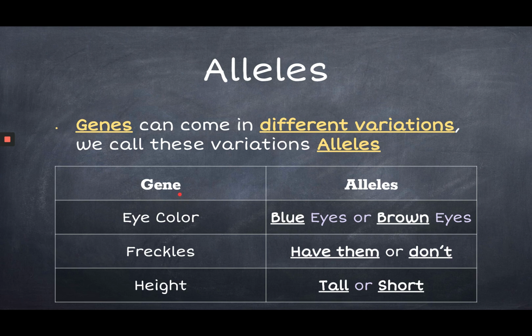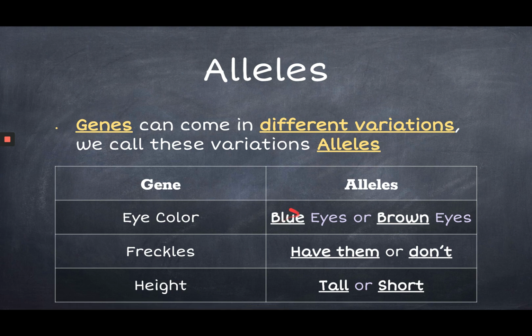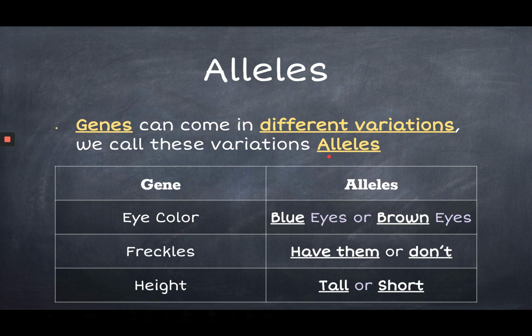Some examples here: let's say we've got genes again for eye color, for freckles, and height. Well, the alleles are the variants within those genes. So for eye color, you could have blue or brown eyes. For freckles, you either have them or don't. For height, you're tall or you're short, right? So we've got variations of the same genes.